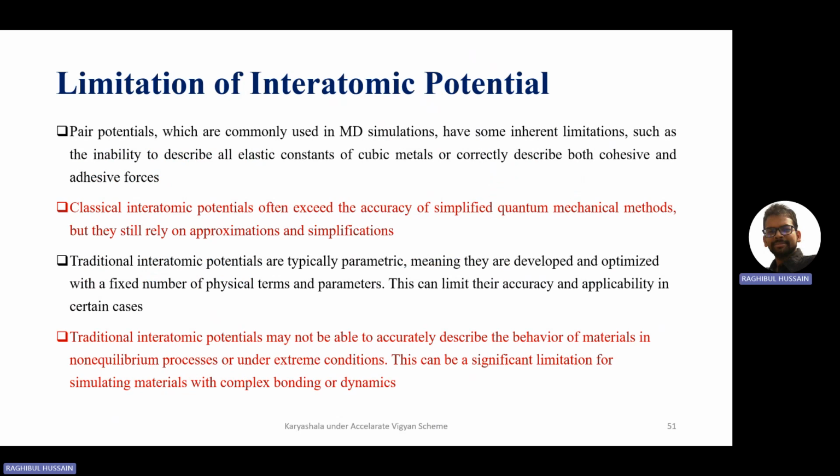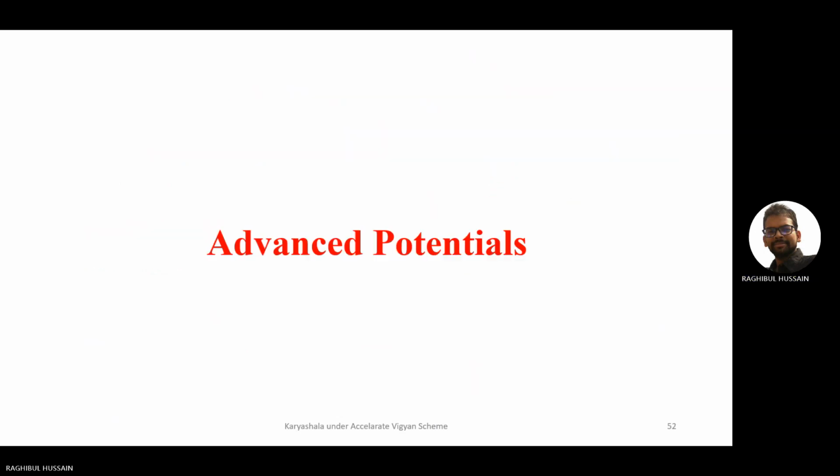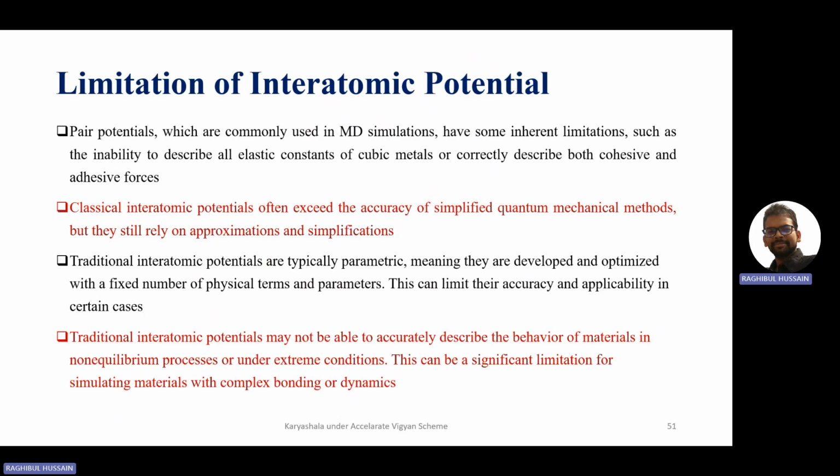Okay. So, the limitations. Now, when we compute this interatomic potential, it has some limitations. Classical interatomic potentials often exceed the accuracy of the simplified quantum mechanical methods, but they still rely on approximation and simplification.